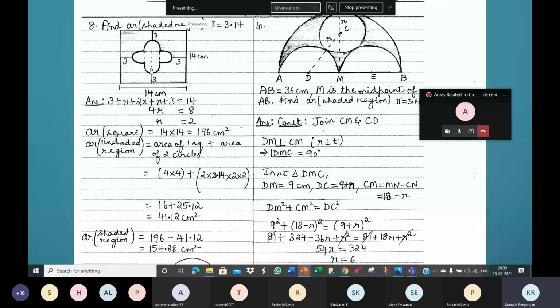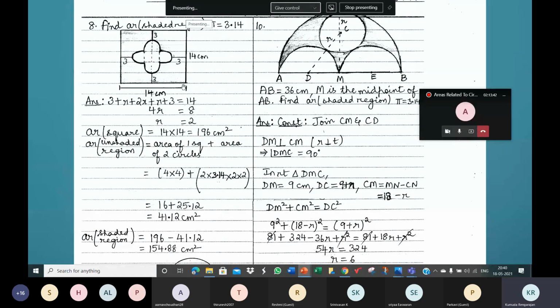Now coming down, how much is this? What is this for the semicircle? Radius or diameter? Radius, ma'am. This is the radius. And this is 3. So we know that the total length is 14. The side of the square is 14.